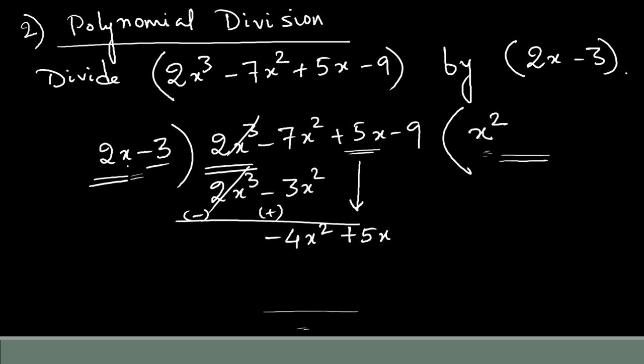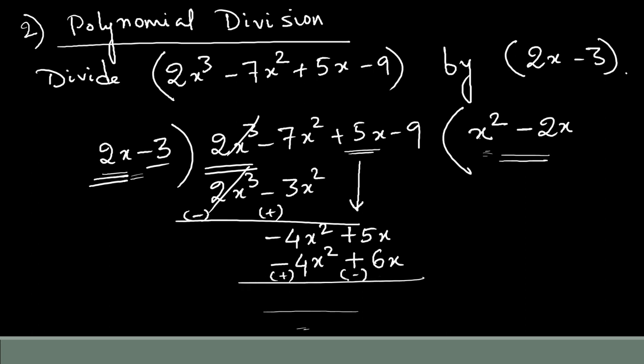Similarly, we have to see what, when multiplied by 2x, gets us minus 4x square. It should be minus 2x. So 2x when multiplied with minus 2x, we get minus 4x square. So again, we have to multiply minus 2x with the entire divisor. So minus 4x square, and here we get 6x. Similarly, we have to do the subtraction.